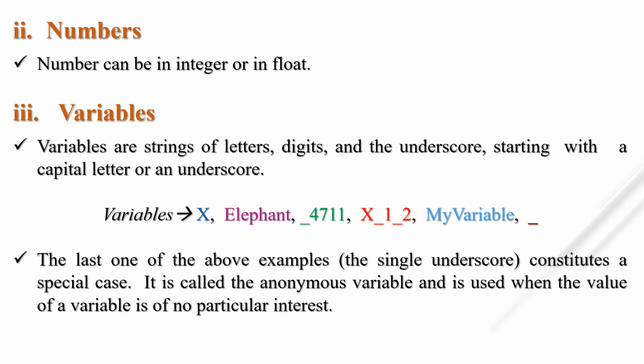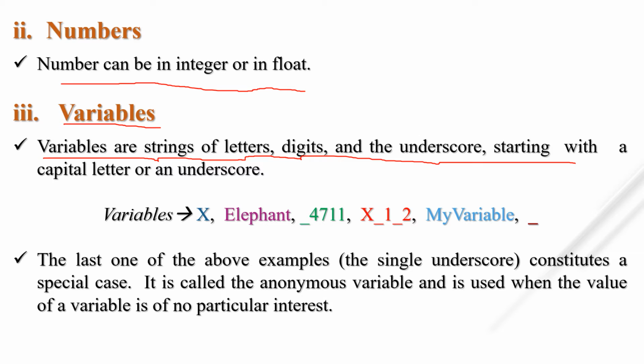Next, a number can be an integer or a float. Third one is variable. Now this is also important when you are doing Prolog coding, how we can declare a variable. Variables are strings of letters, including uppercase and lowercase letters, digits, and the underscore. But it starts with a capital letter or an underscore. In C, we can start a variable name with an underscore, capital letter or small letter, but here we have to start with a capital letter or underscore.